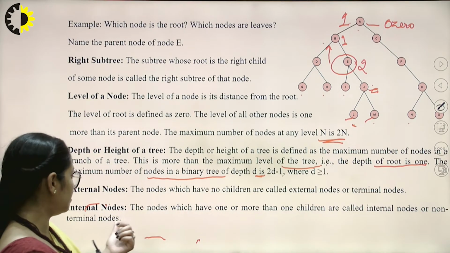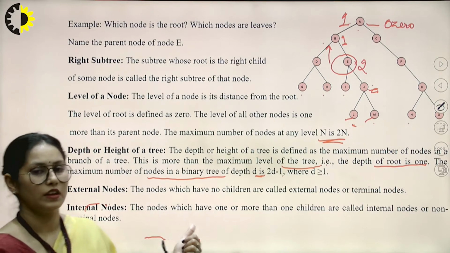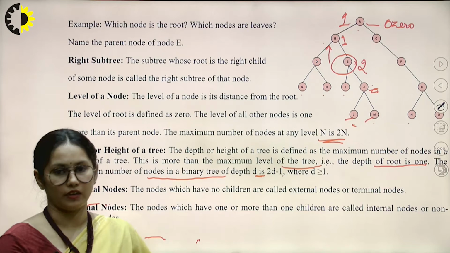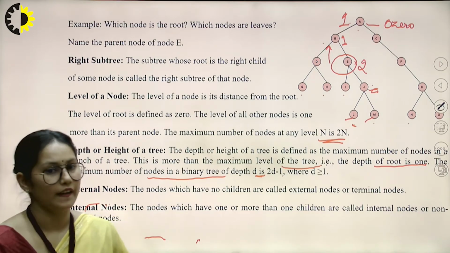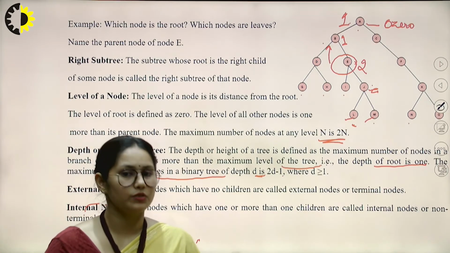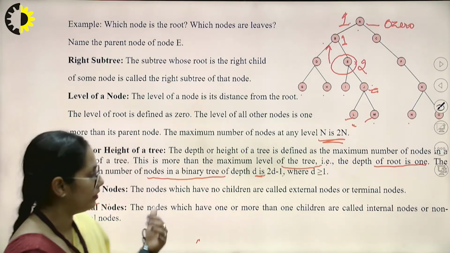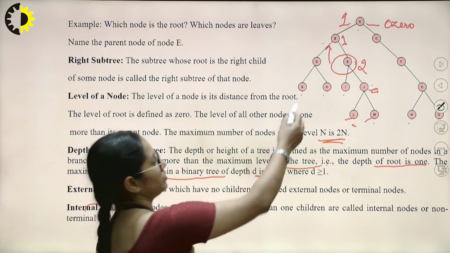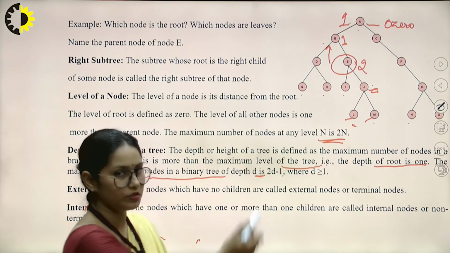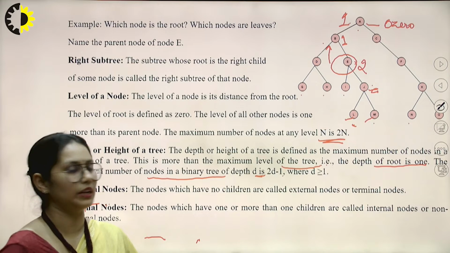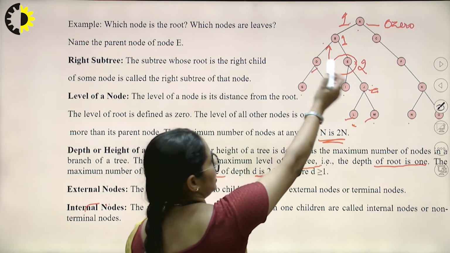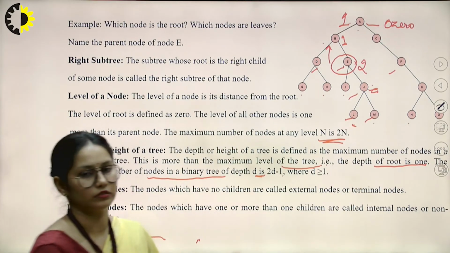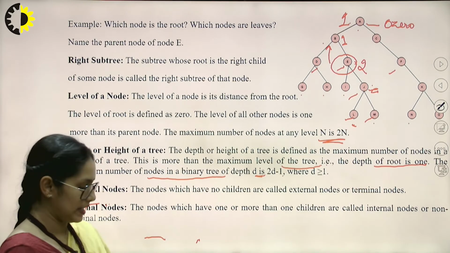What are internal nodes? The nodes which have one or more than one children are called internal nodes. So any node having at least one child, it could be one or more children, will be known as an internal node. So here internal nodes would be all those nodes which are having at least one child. So it is D, E, F, J and so on. These particular nodes are known as internal nodes.